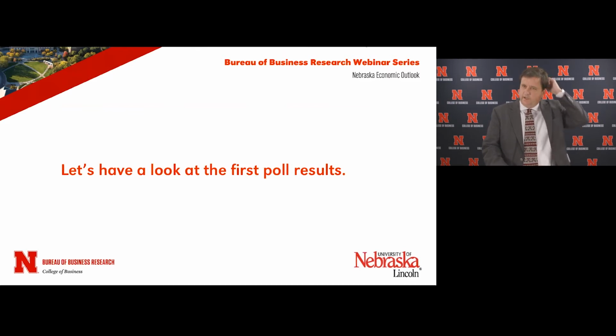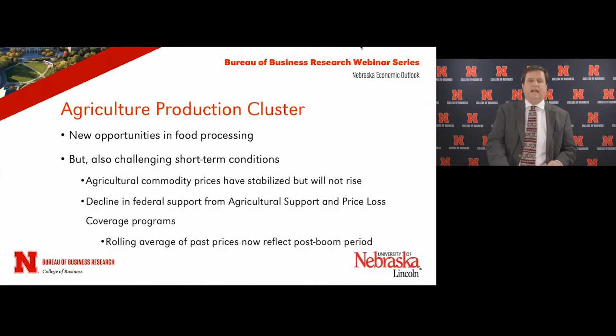Okay, so let's go ahead, and we're about to talk about agriculture here, so let's look at the poll results. We see that about 2/3 of people said falling crop and livestock prices will be the biggest problem in 2018, and falling government payments, about 1/3 suggested that. So let's see what we find as we talk about the agricultural production cluster.